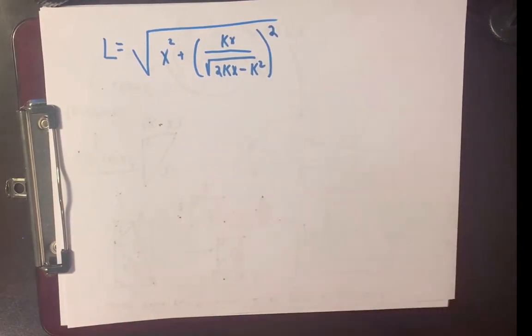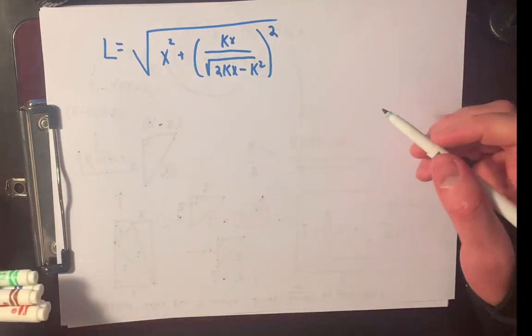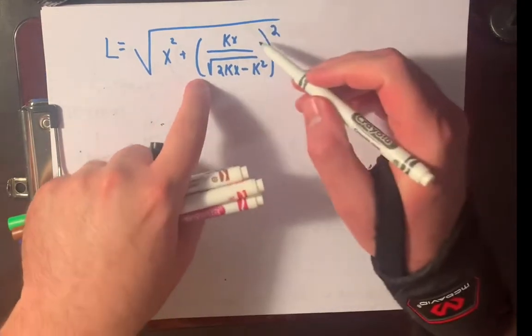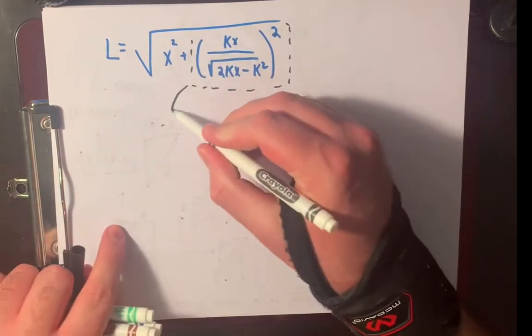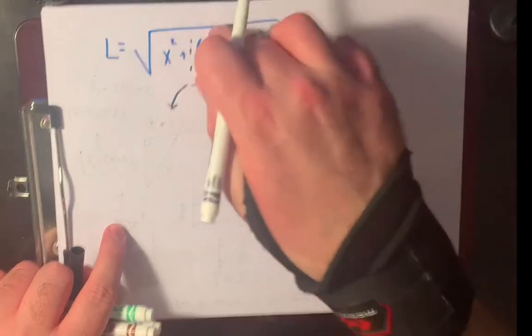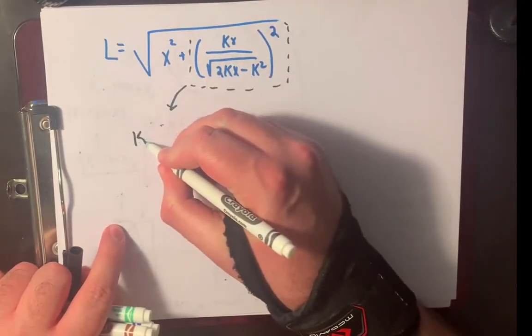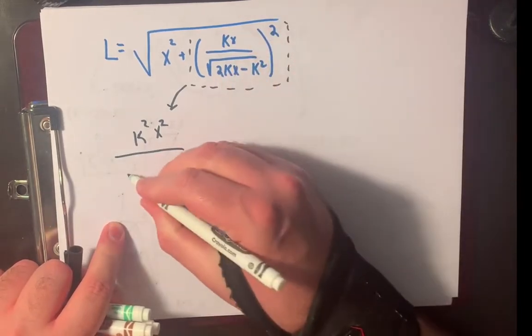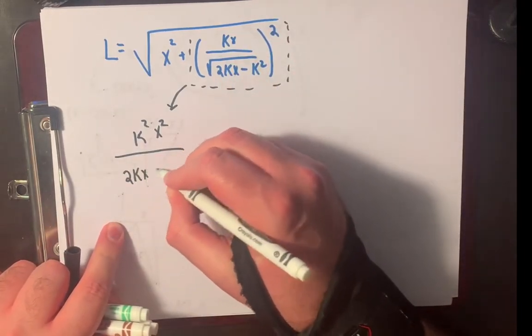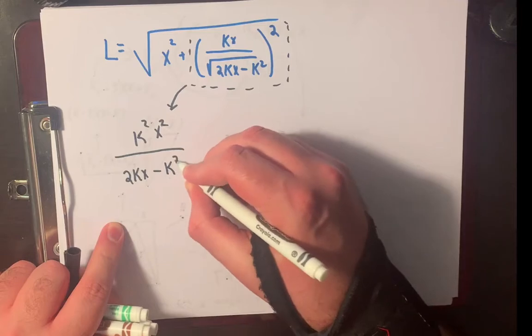How are we going to clean this process up? Well, the first thing we're going to have to do is just solve for this part here, obviously. So if we distribute that 2 squared into this, we're going to get k squared x squared over the square root squared. This is just going to become 2kx minus k squared.